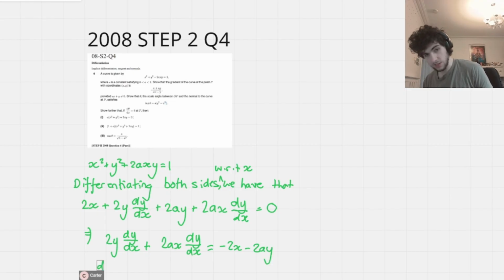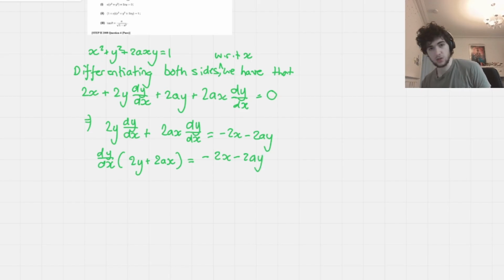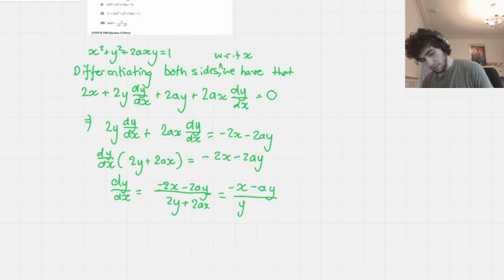Then we can factor out a dy/dx from the left-hand side. This gives us dy/dx multiplied by (2y plus 2ax) equals minus 2x minus 2ay. Then divide both sides by 2y plus 2ax, so dy/dx equals (minus 2x minus 2ay) divided by (2y add 2ax). The minus should be up the top, otherwise you'll think it's minus the bracket. Divide everything by 2, taking out the common factor of 2 at the top and bottom. This gives you minus (x plus ay) divided by (y plus ax).